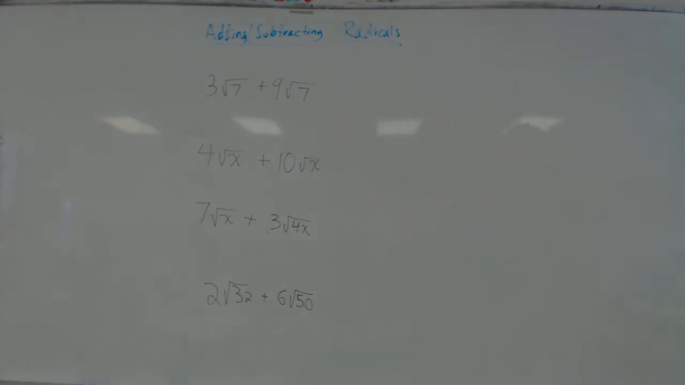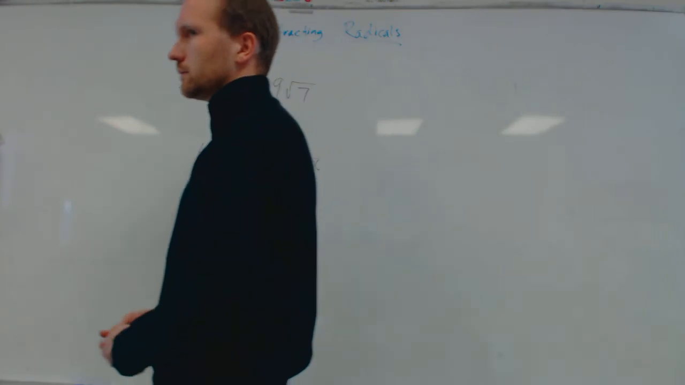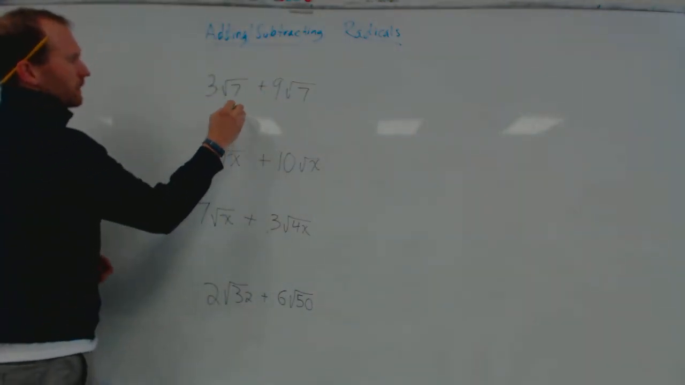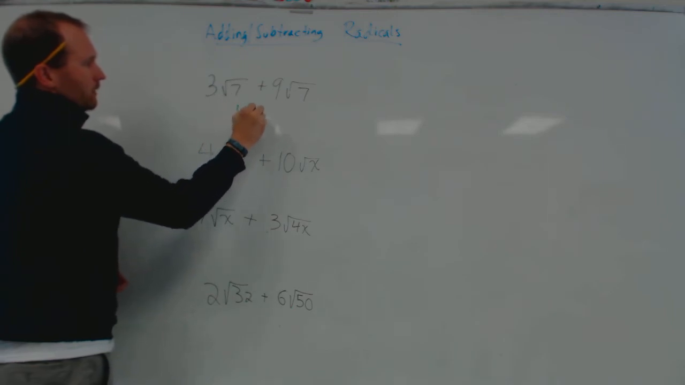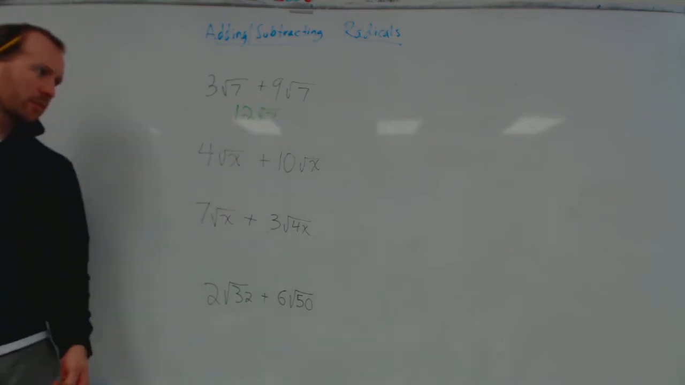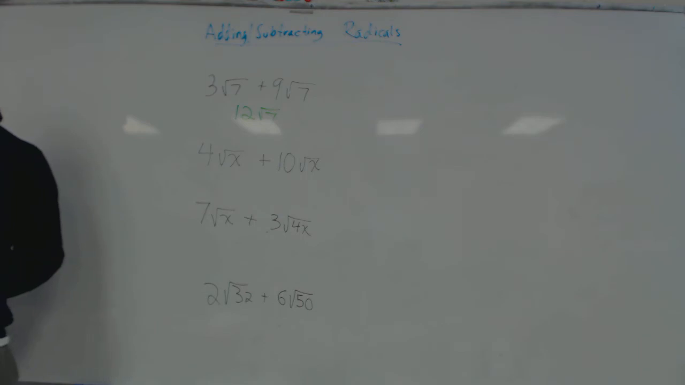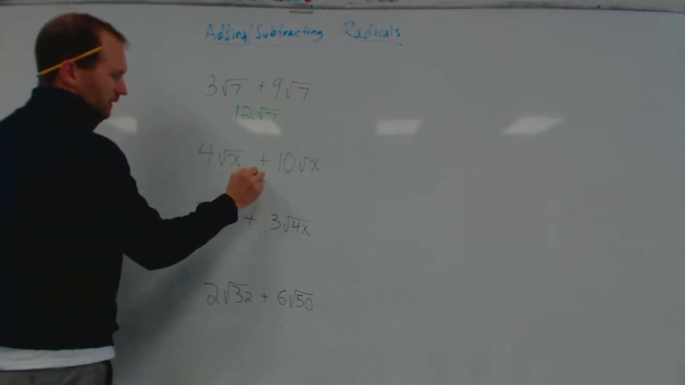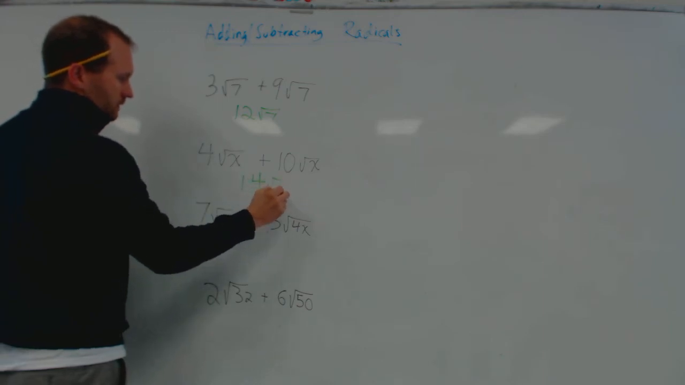Okay, what's the first step you would do in this first one? Yeah, we just add 9 and 3. What do we get? 12 square roots of x. What do we do here? We just add 10 and 4 to get 14 square roots of x.